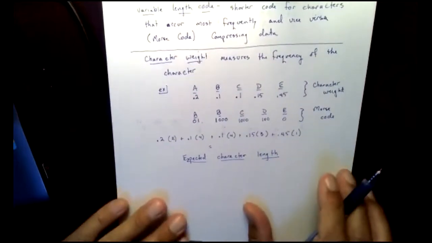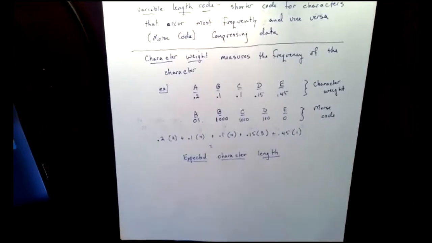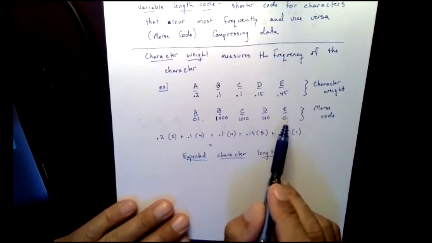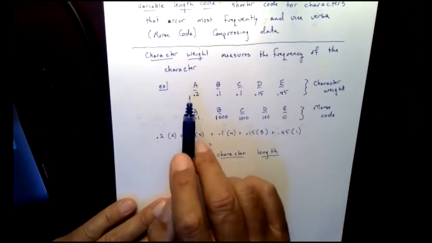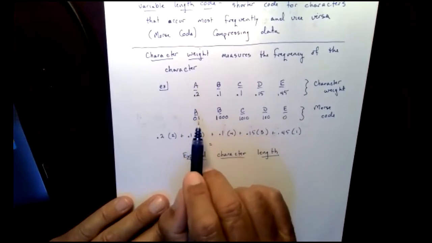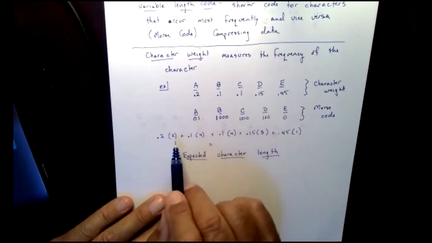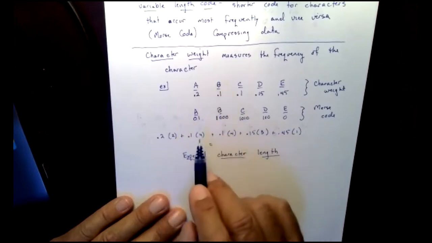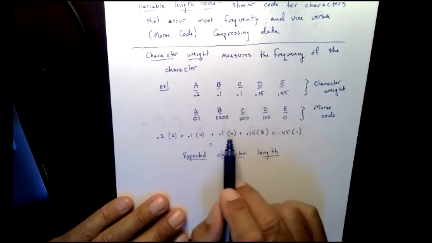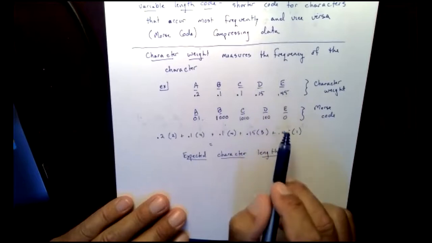So I can again do this expected character length, sort of like I did last time, but this time I'm going to do it a little more accurately. I'm going to base it on these weights, and on the number of characters that I would have to transmit. So the A comes up 20% of the time, so I'm going to take 0.2 times 2. B, 0.1 times 4, because there's four characters. C, 0.1 times 4. And I'm going to keep going for each one.